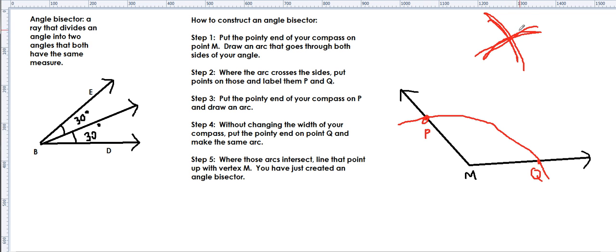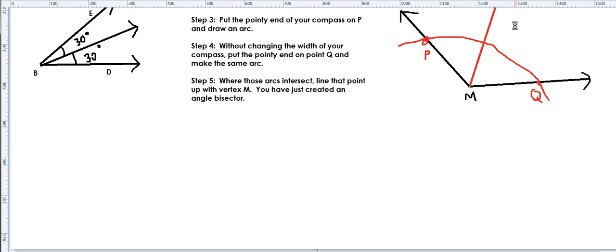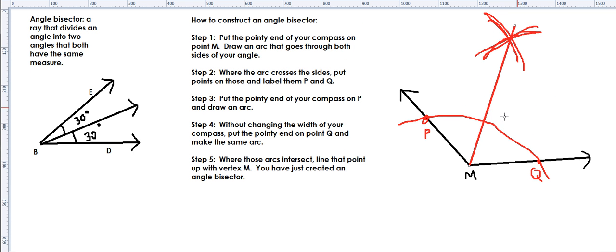And what we discover here is that these two arcs intersect each other. If they don't, then you need to make the arc longer. What I'm going to do now is, with my straight edge, line up point M with where those arcs intersect. And when I do, that gives me an angle bisector.